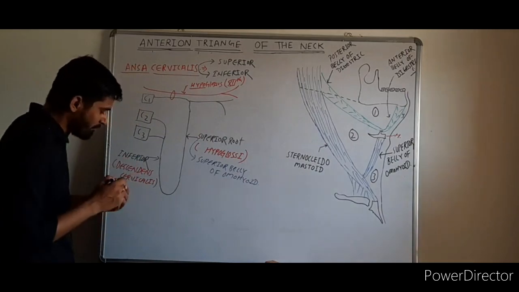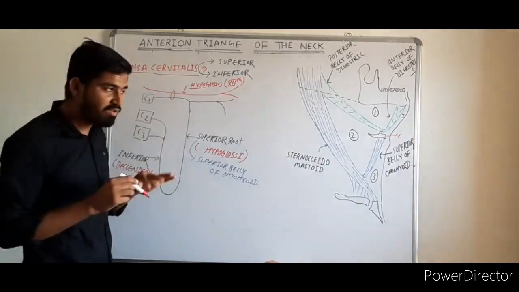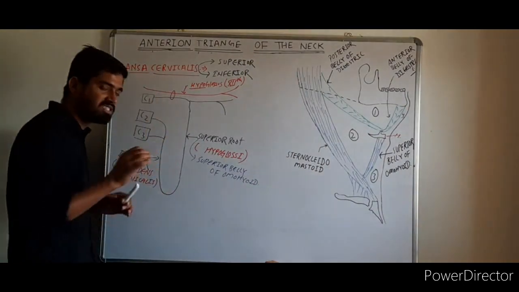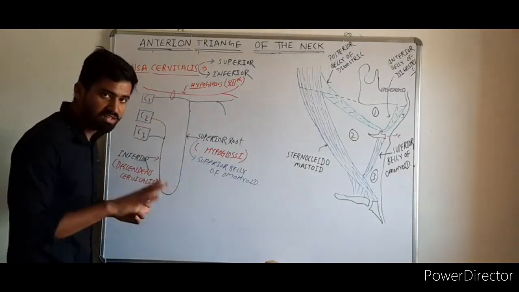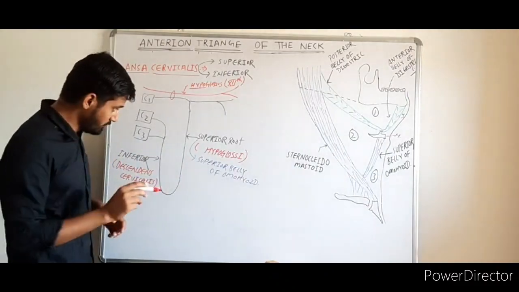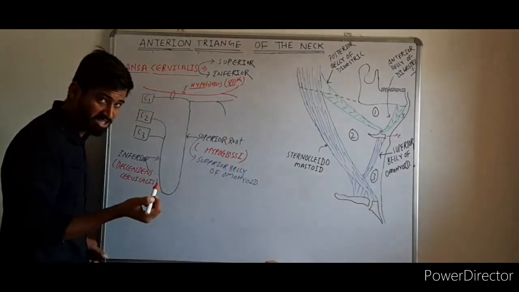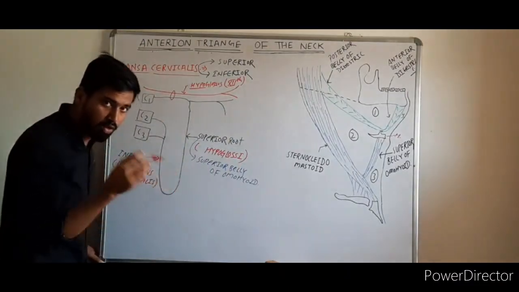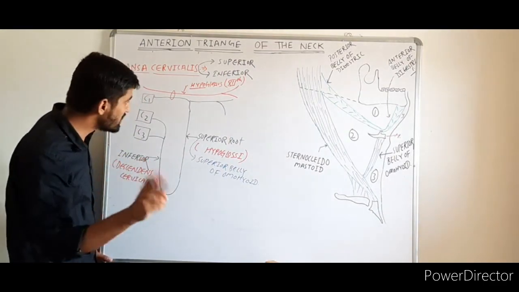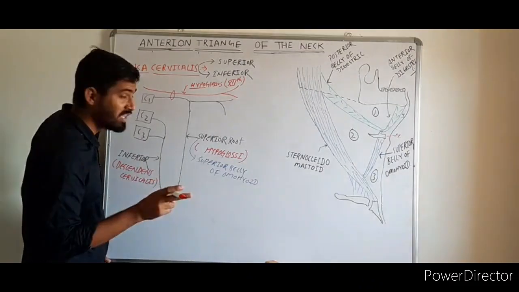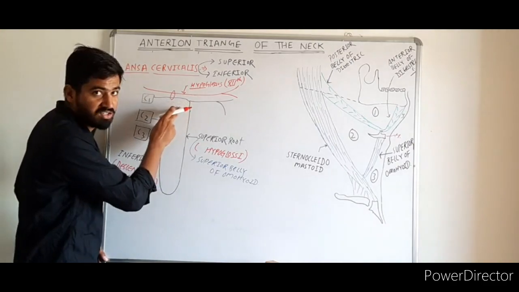And this is the inferior root. This ansa cervicalis supplies, you just remember one thing: ansa cervicalis supplies all the infrahyoid muscles of the neck. Infrahyoid, that is the four, except thyrohyoid. Here is hyoid, here is thyroid. The muscle between thyroid and hyoid is called thyrohyoid. So ansa cervicalis supplies all the infrahyoid muscles of the neck except thyrohyoid, which is supplied by the thyrohyoid nerve, from the hypoglossal.